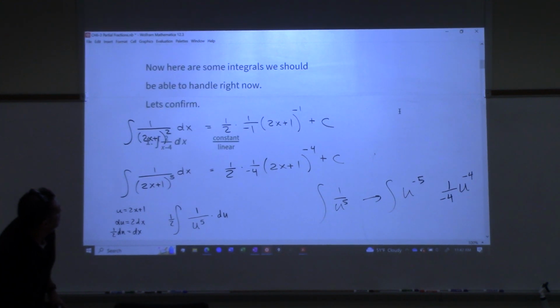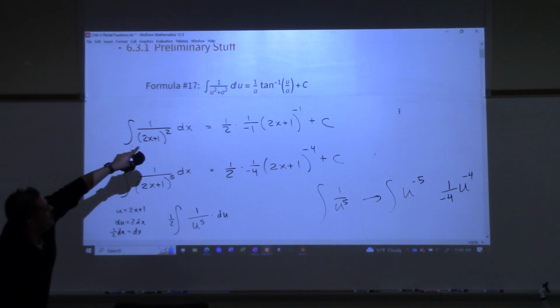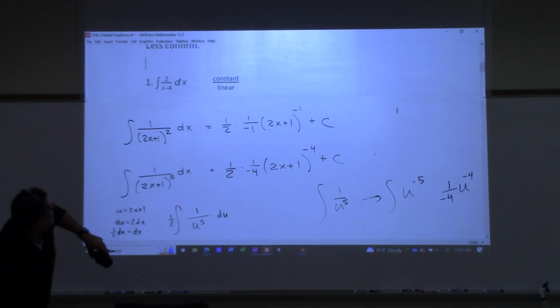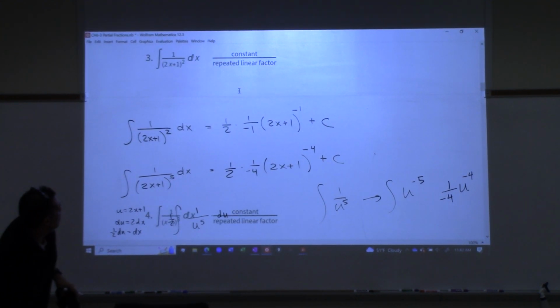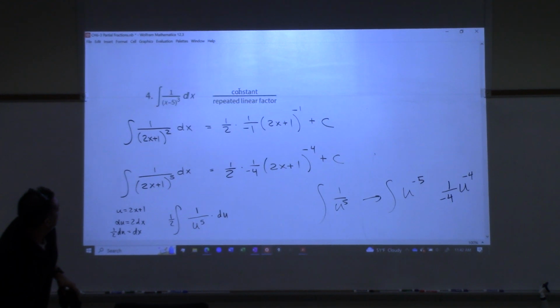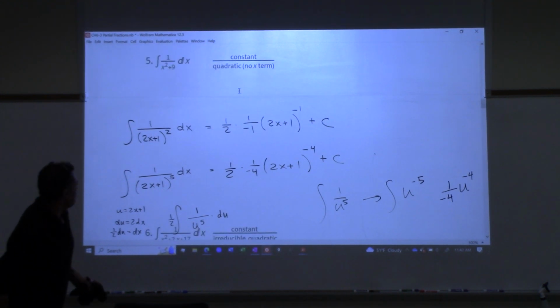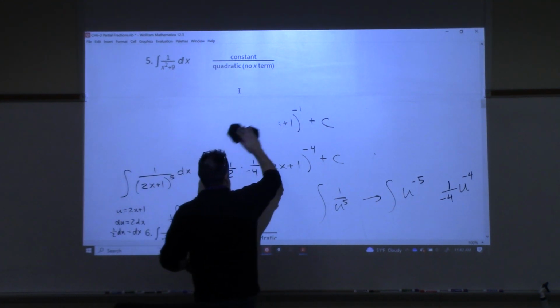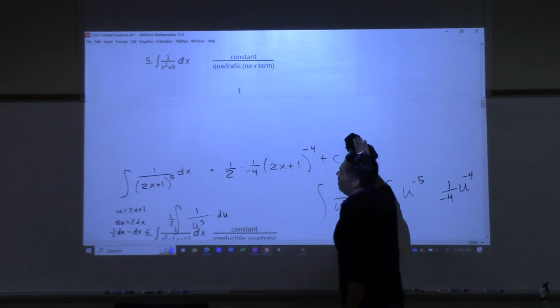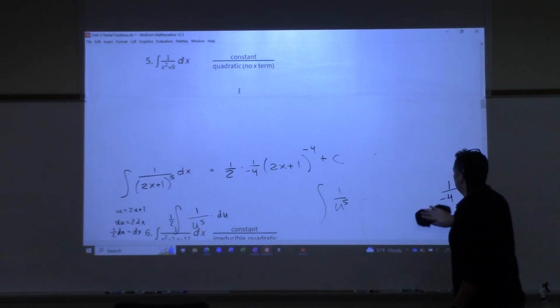Recap. Formula 17, we see that, we're happy. Constant over linear, we're happy. Constant over repeated linear, I don't know if we're happy, but we're not crying yet. That one's the same thing. Okay, here we go. This right here is not a trick question. I just hadn't technically written out what that form is called.